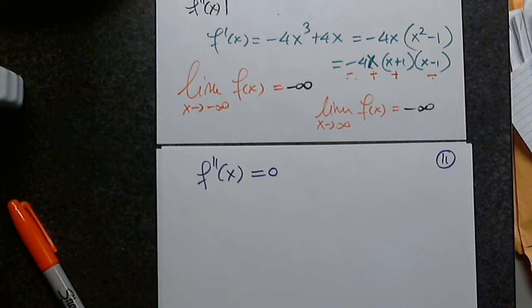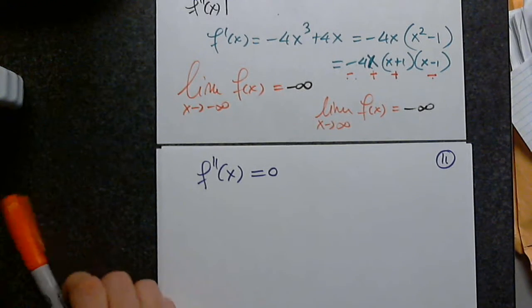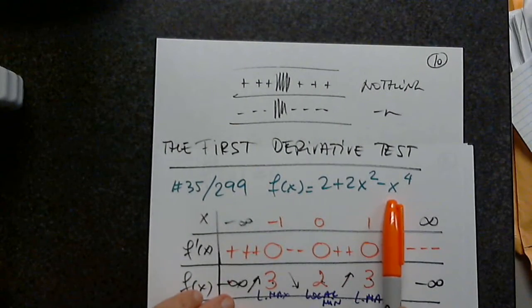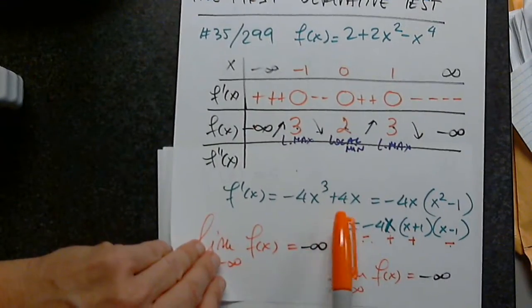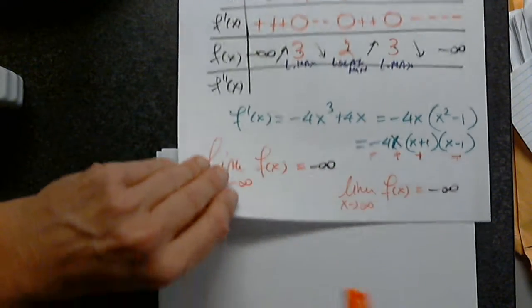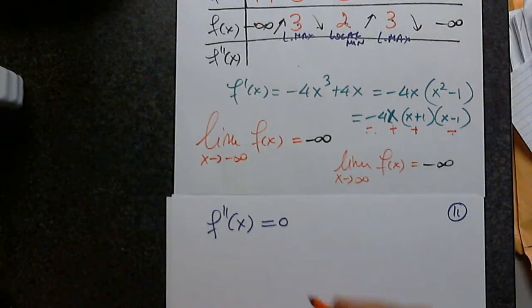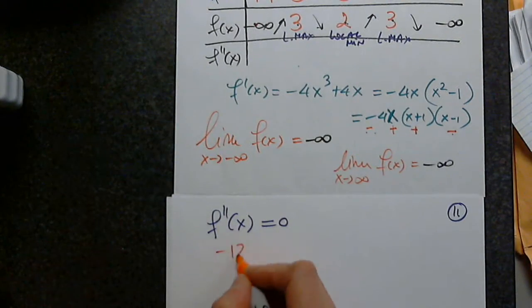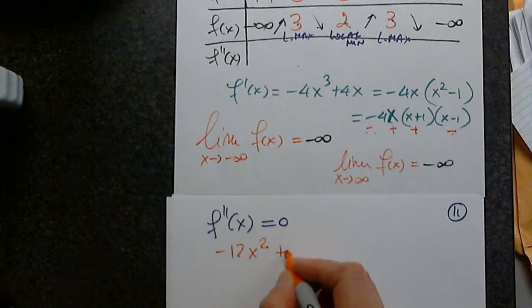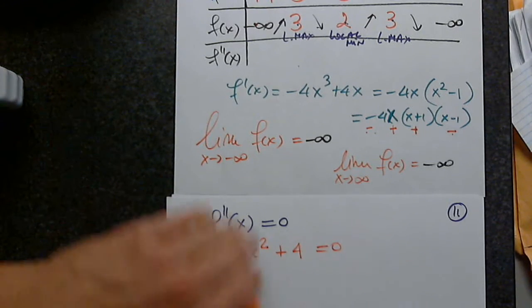At the point where that happens, the second derivative must change sign. If it does not change sign, that's not an inflection point. So for this function, let's determine the second derivative. We have the first derivative, which is here. I will continue differentiating a second time. So -12x squared plus 4. I will set this equal to 0.